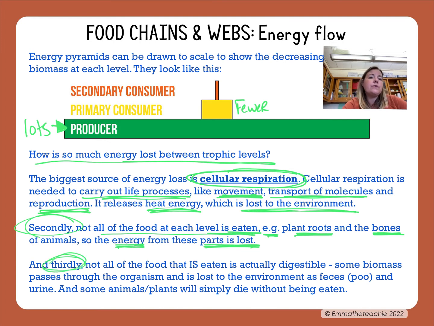Finally, there's also some food that does get eaten that's actually not digestible. Some of the biomass gets just passed through the organism and it's lost in the feces. Feces is poo. And urine, which is another form of waste. Some animals and plants will also simply die without ever being consumed. And so that energy is also not passed to the next level.